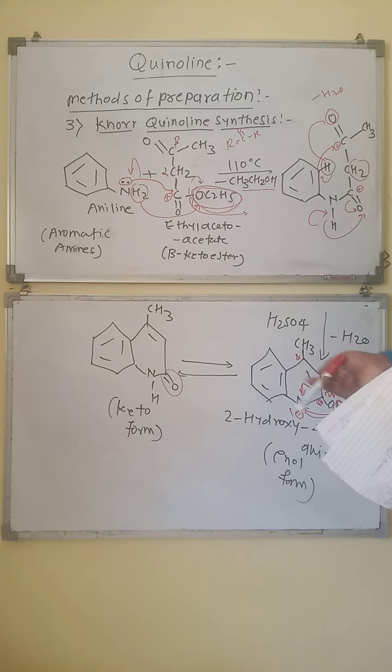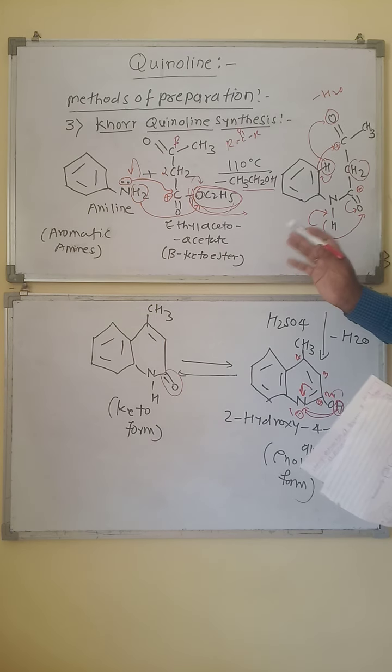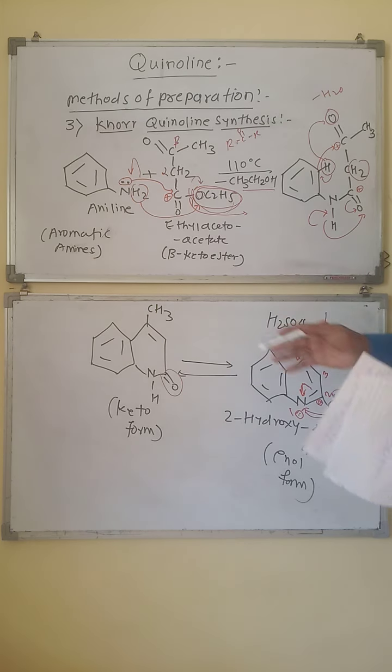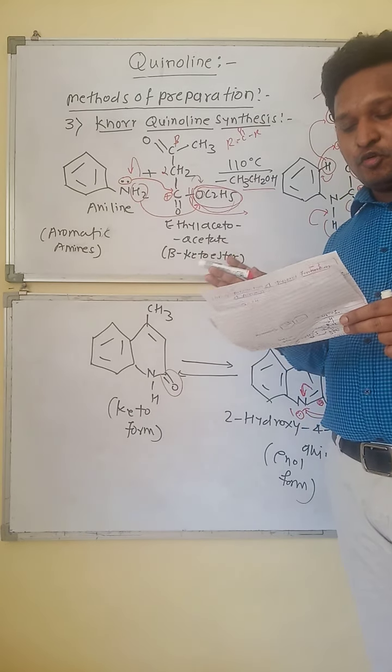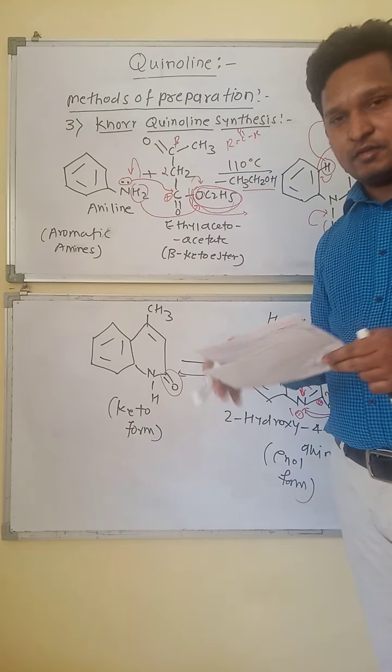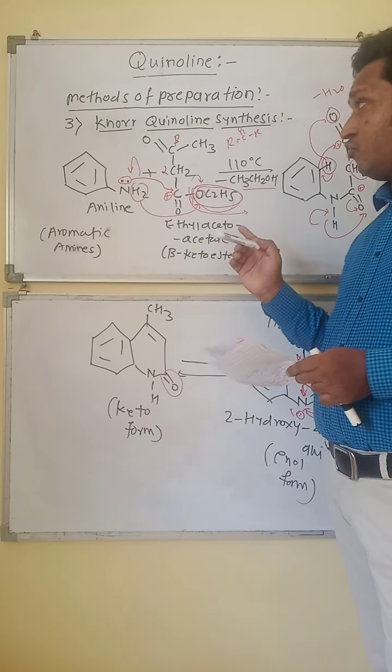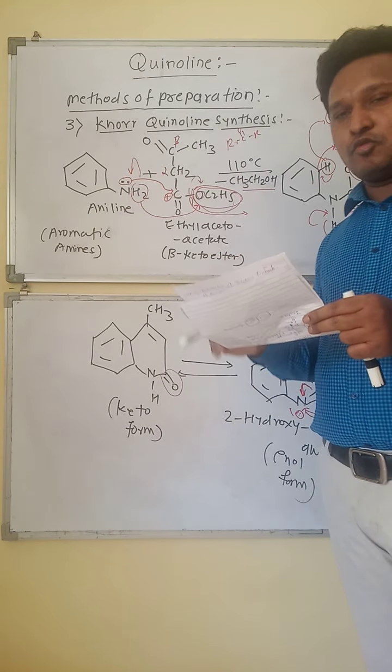So this is about the Niementowski quinoline synthesis. This is the third method of preparation of quinoline. Now the next is the fourth method. It is from indole and chloromethylene. The fourth method of preparation of quinoline is from indole and chloromethylene.